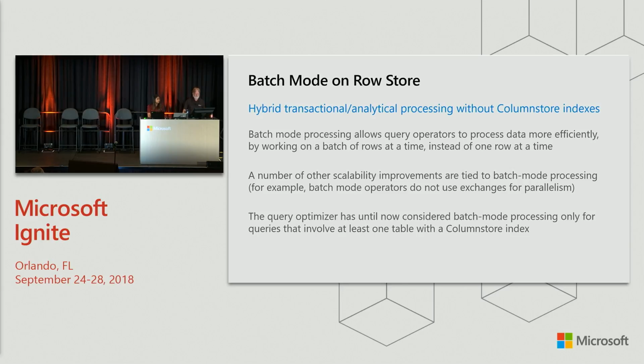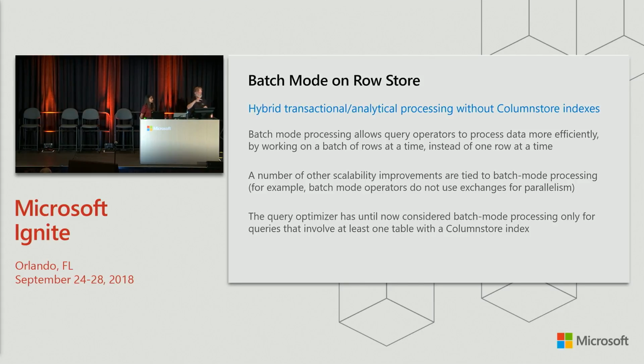So batch mode on row store. Batch mode processing is something that came in with column stores when we started having column store indexes. Column stores are nice because they're very compressed, they're very efficient at handling lots of data. Batch mode processing came in with those. They both tend to work in analytic queries where you're scanning lots and lots of data, and you're doing typically aggregations, sums, averages, things like that.